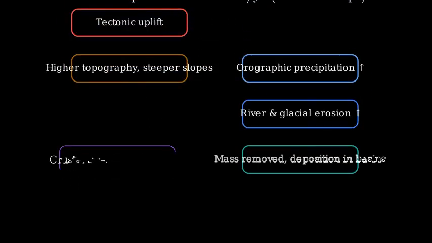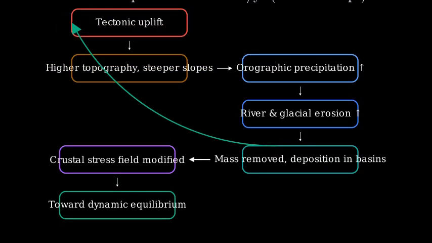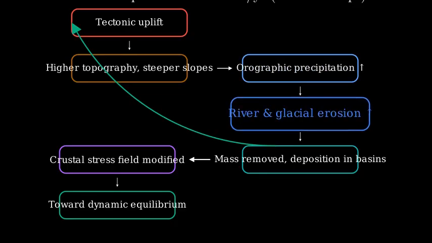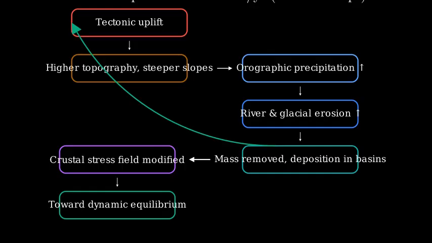Let us connect the main feedbacks. Tectonic uplift raises topography and steepens slopes. Higher mountains intercept more precipitation on the windward side. More water and steeper channels increase river incision and glacial erosion. Erosion removes mass and transfers it to adjacent basins.